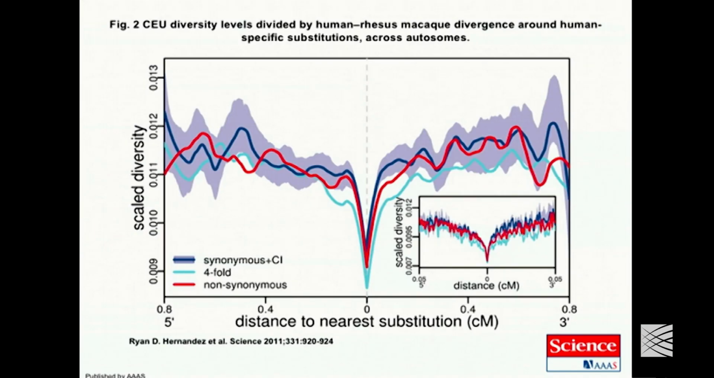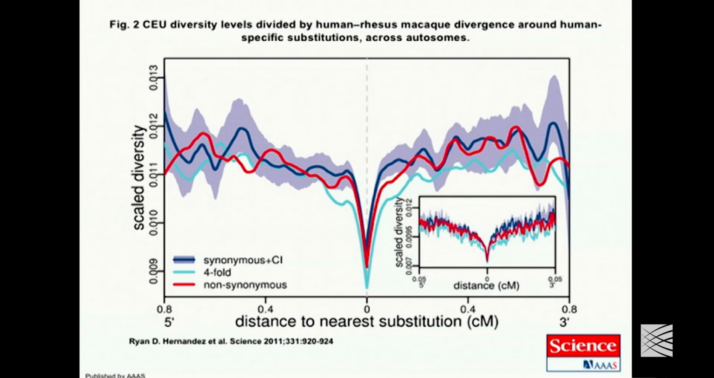And these are mutations that are fixed, that have occurred between the common ancestor of humans and chimpanzees. At some point in history, there was a mutation, either a synonymous or a non-synonymous mutation. And some of these will have happened recently enough that if there was a selective sweep around it, we should see a reduction in diversity.